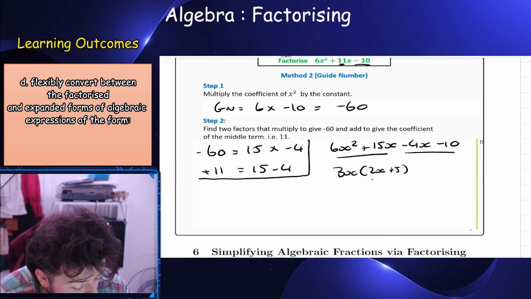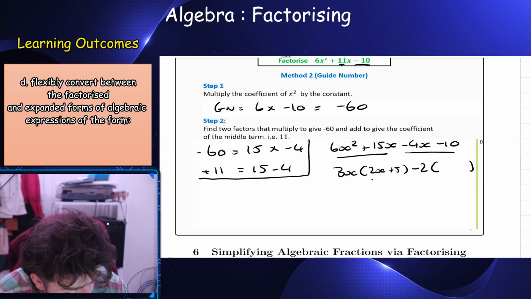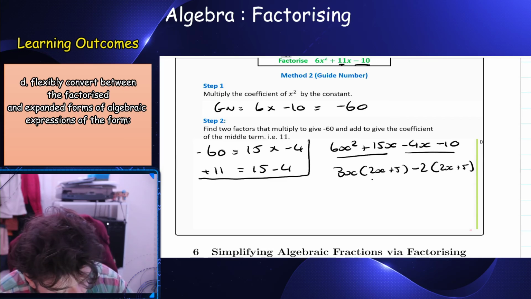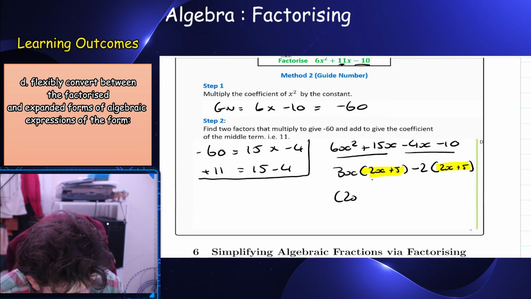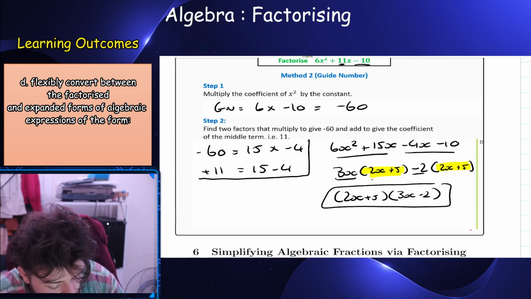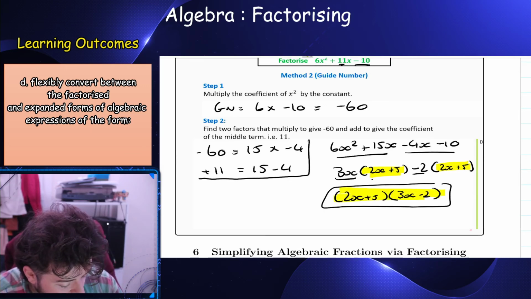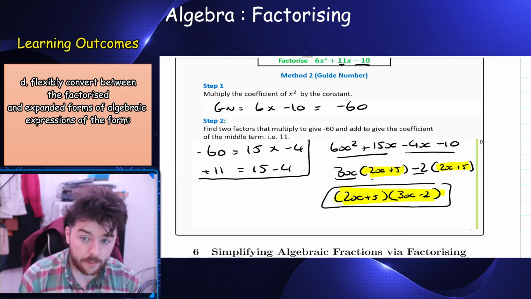Here, what do you have in common? I'm going to factor out a minus 2 here. Then I'm going to be left with 2x plus 5. Finally, again, I'm going to factor out now my 2x plus 5, and I'm going to be left with 3x minus 2. And that's that trinomial or quadratic fully factorized using the guide number method.